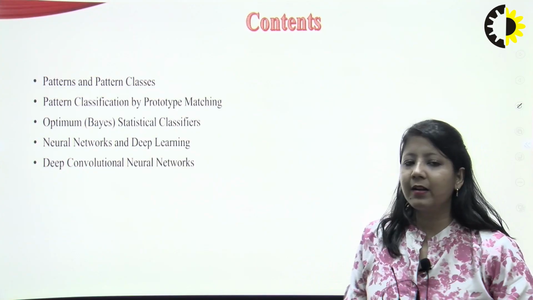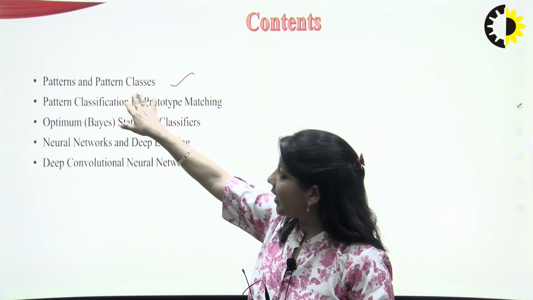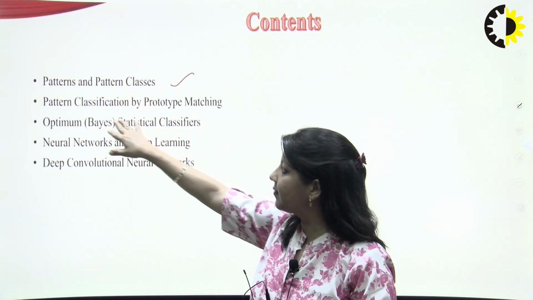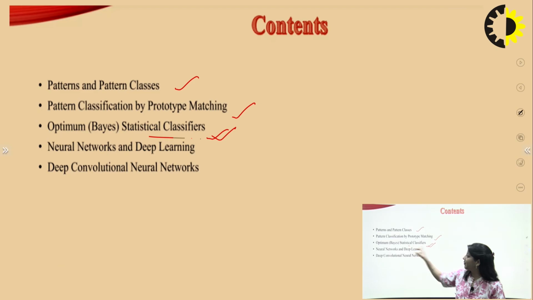So these are the different segments. We have to learn about the pattern and pattern classes. What is the pattern classification by prototype matching? Then the last technique is Bayes statistical classifier. When we have to match the image from the prototype, then we have to apply some classifiers on that, so that we can find the optimal solution with the accuracy that this is the dog image, this is the cat image. So there are some techniques of classification, and this is the statistical classifier.